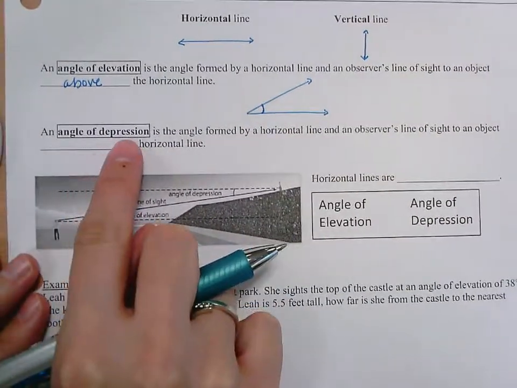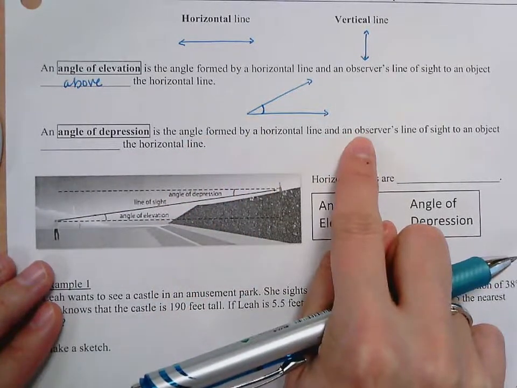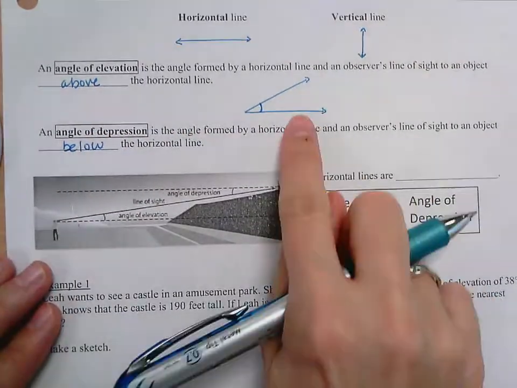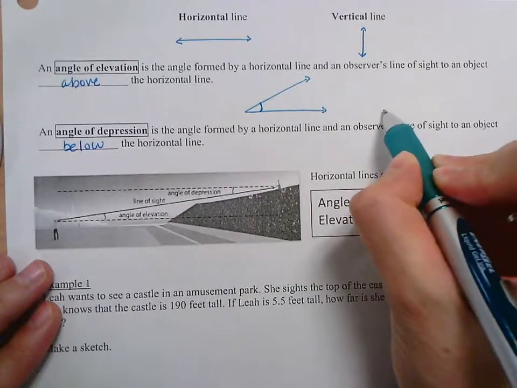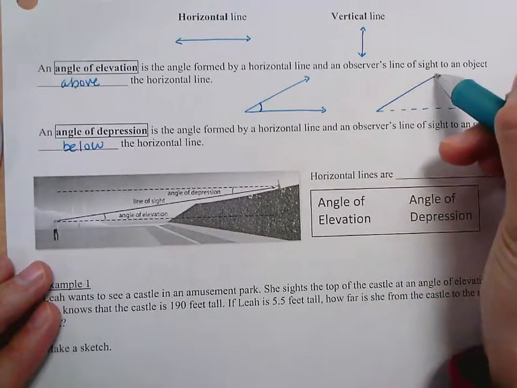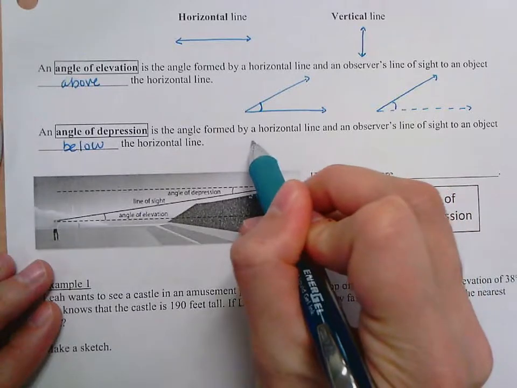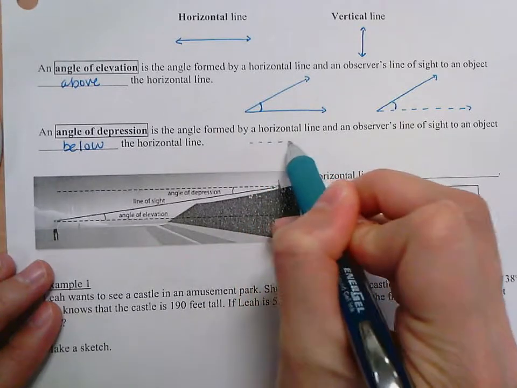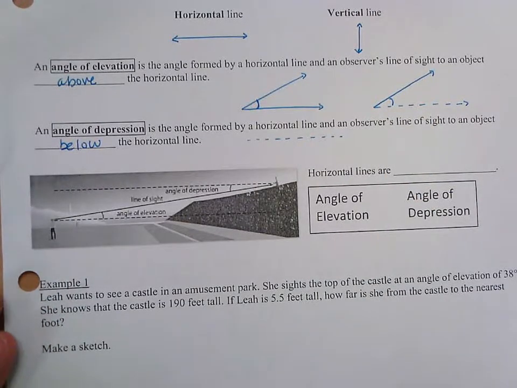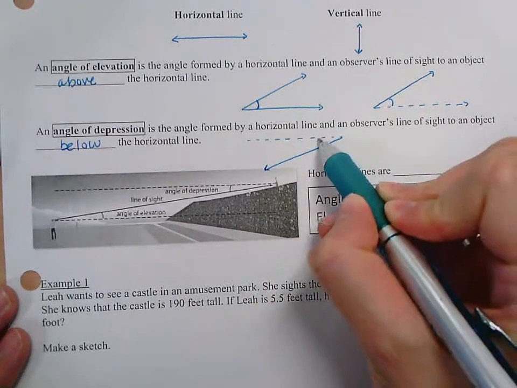Okay, angle of depression is the angle formed by a horizontal line and an observer's line of sight to an object below the horizontal line. So here, I know I drew it this way, but let me draw it this way too. If the horizontal line was dashed, and then this is the actual line of sight up to an object, because now you still have a horizontal line. I'm going to draw this dashed. But now the observer would be looking down below the horizontal line. So it'd be this angle.